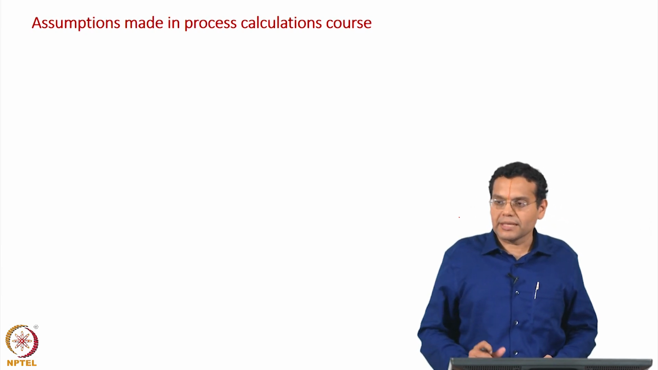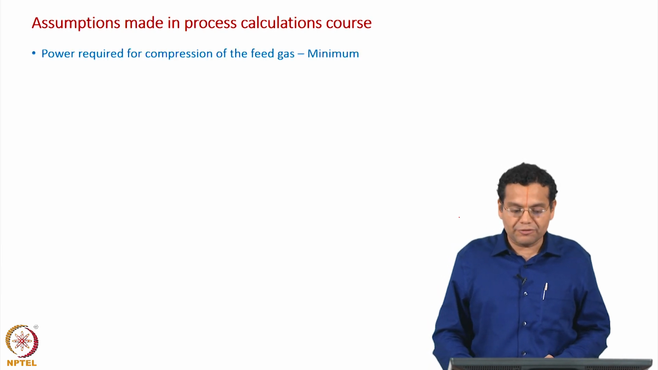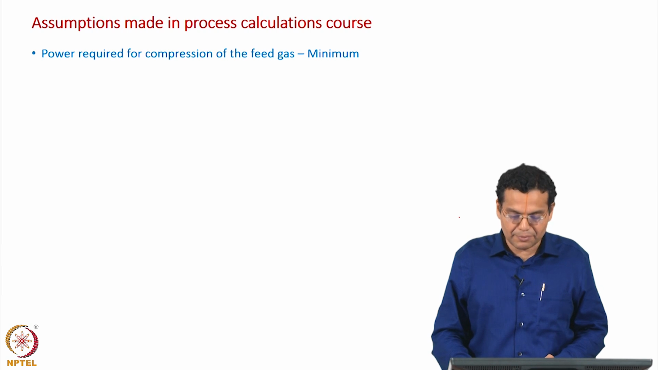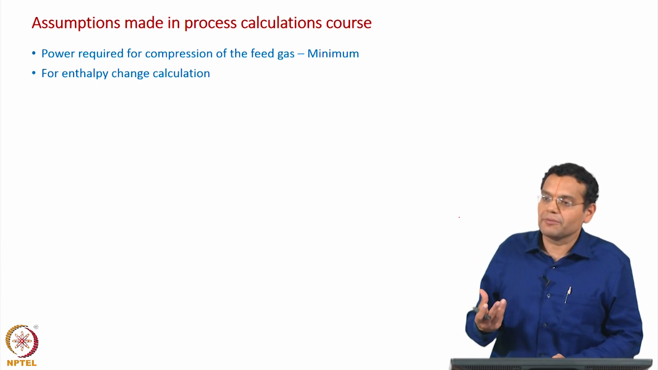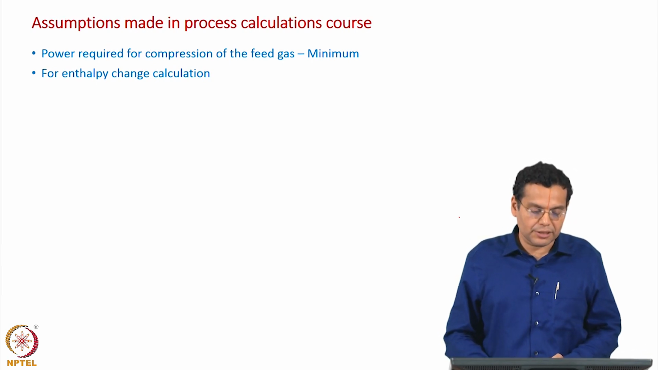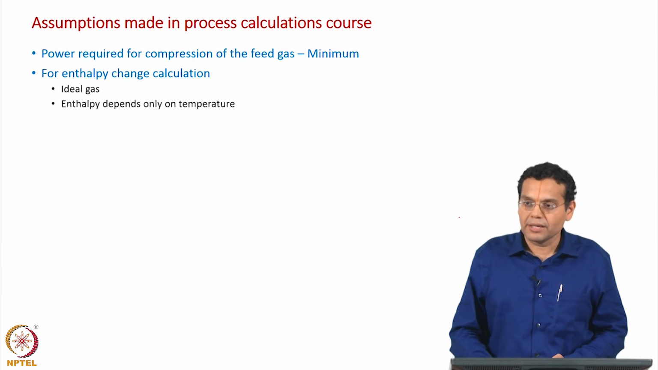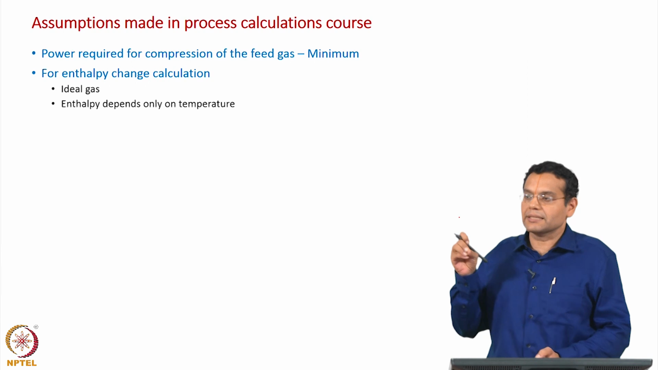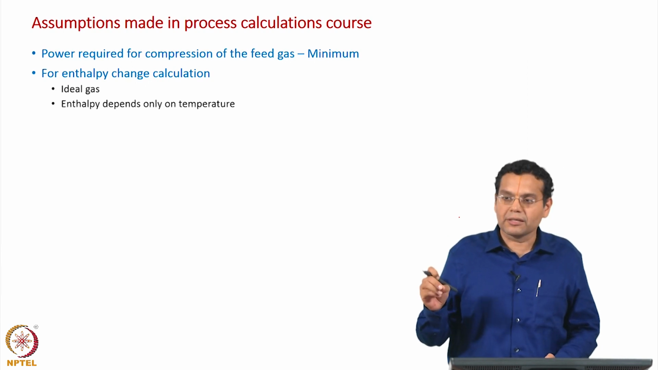Now, what are the assumptions made in a process calculation course? For calculating the power required for compression of the feed gas, we said we will get the minimum power required. This power required is calculated from enthalpy change. In a process calculation course, we assume that the gas is ideal, and hence we assume the enthalpy depends on the temperature only. So, based on the assumption that it is an ideal gas and the enthalpy depends on temperature only, we will find out the power required.